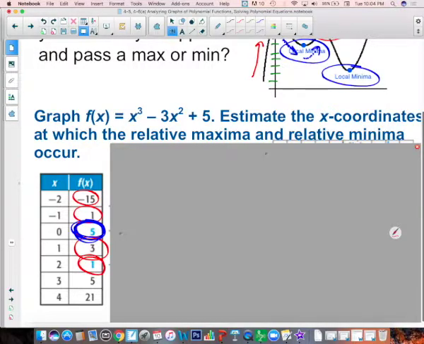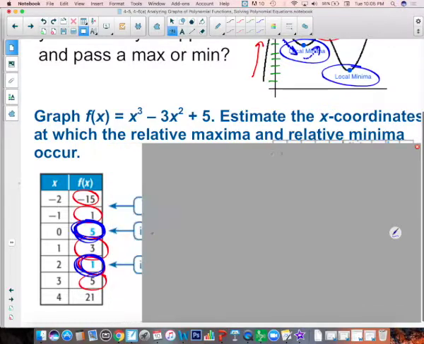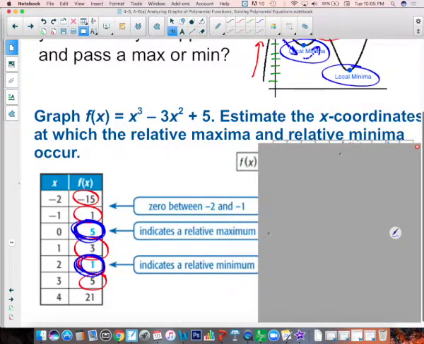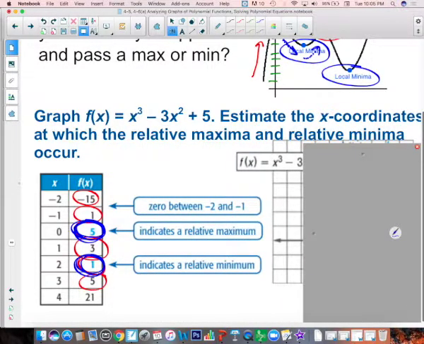And then what happens as we get to the 1? It starts going back up because I hit a 5 then. So if I'm going down and then back up, that means that that one is going to be a minimum. Okay? So we should have a maximum at 5 and then a minimum at 1.